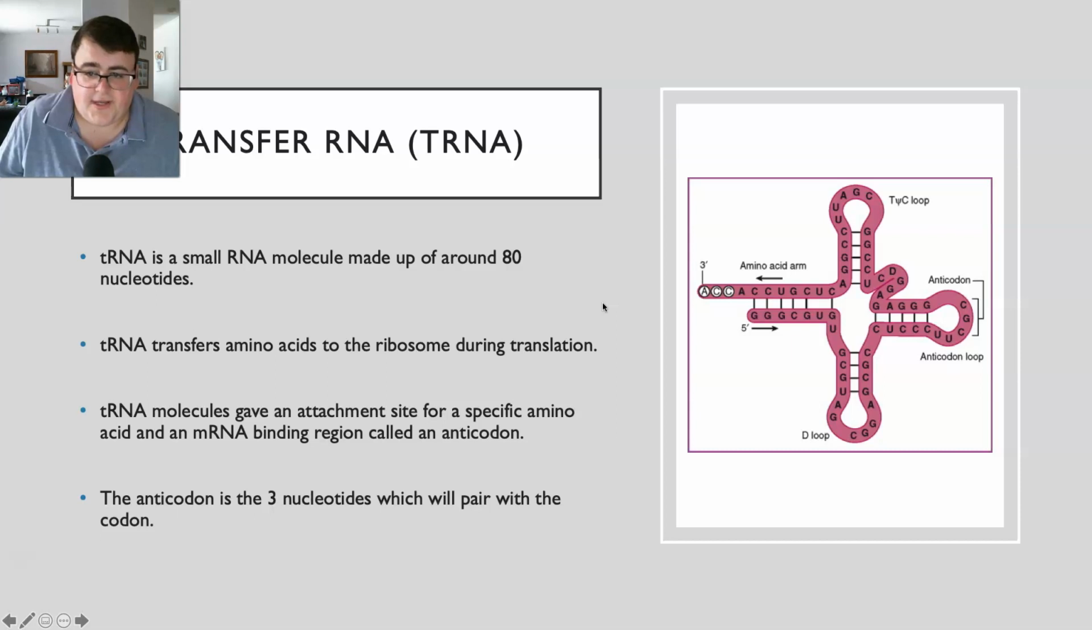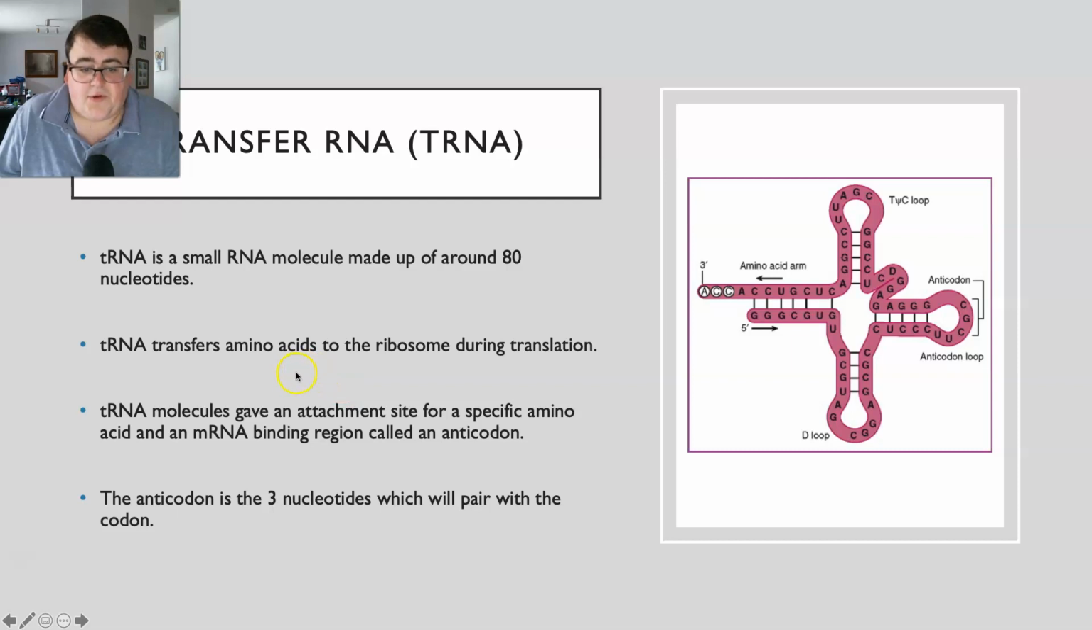Another part in translation is transfer RNA. This is really important. You don't have to draw this structure. You won't ever have to recall this structure. You just need to know roughly what transfer RNA does. So it's a small RNA molecule made up of around 80 nucleotides. So you can see this isn't drawn to scale. And its job is to transfer the amino acids to the ribosome during translation.